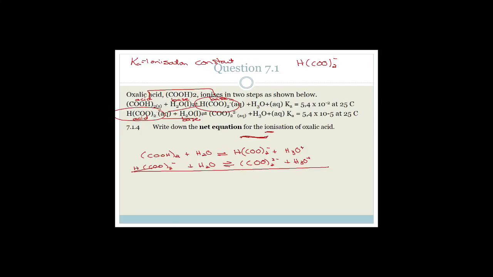So the net equation means that we just add up all our like terms and cancel what we have on opposite sides. So that cancels with that, right? So you end up with (COOH)2 plus two waters is in dynamic equilibrium with C2O4 2 minus plus two hydronium ions. And that is your answer.